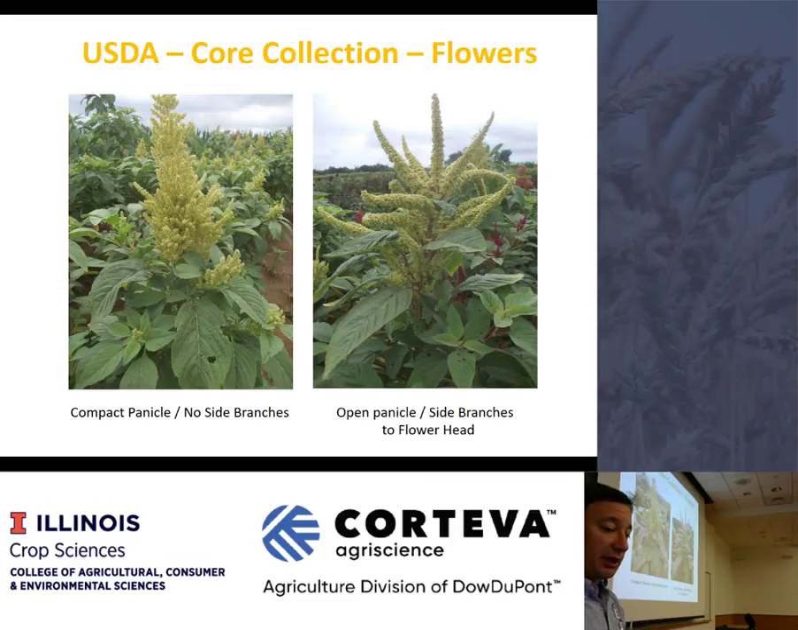Compact panicles and then open panicle, and there's something that David Brenner even calls a determinate panicle, where there's sort of a globular shape to the groups of flowers, the flower clusters. And you can see the leaves growing right into the flowers themselves.